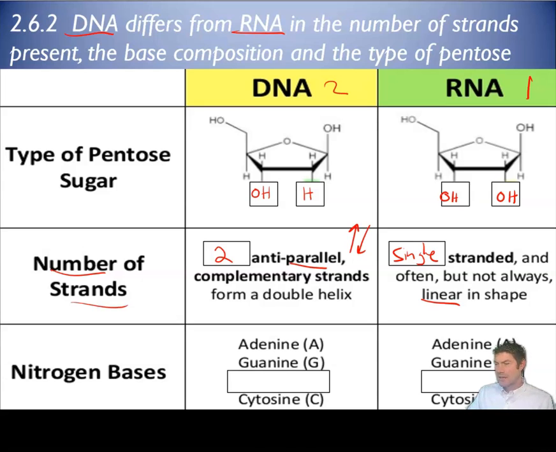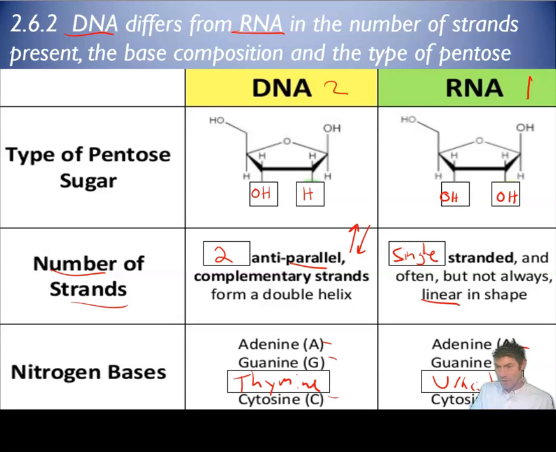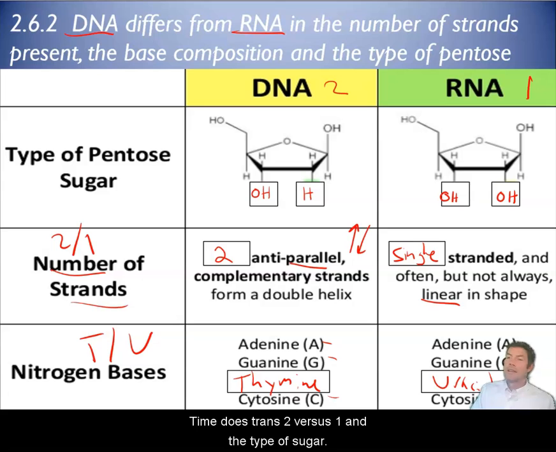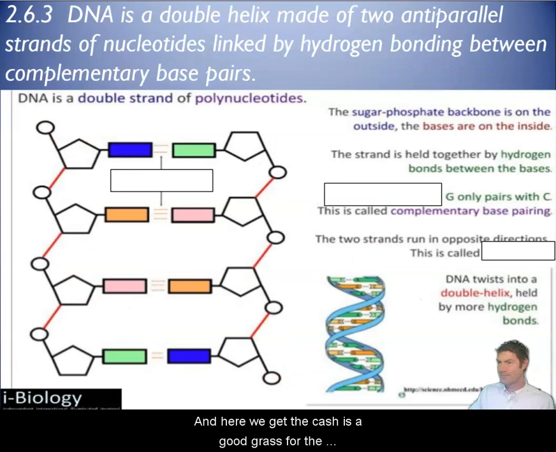And our bases: they have A, G, C in common, but DNA has thymine and RNA has uracil. So the T and the U switch. All right, that's the main thing. So T versus U, and this comes to strands, two versus one. And the type of sugar, deoxyribose versus ribose.